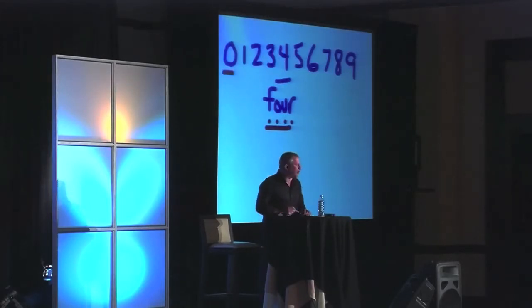0 doesn't have 0 letters. 1 doesn't have 1 letter. 7 doesn't have 7 letters. The only number in English that has the same number of letters as its number value is the number 4. I was so intrigued by that, and that's what made me notice the next thing.